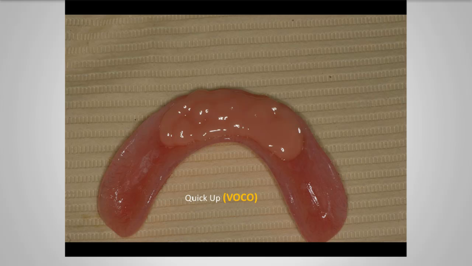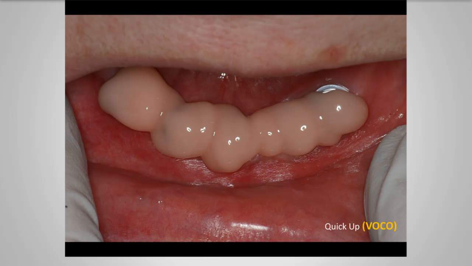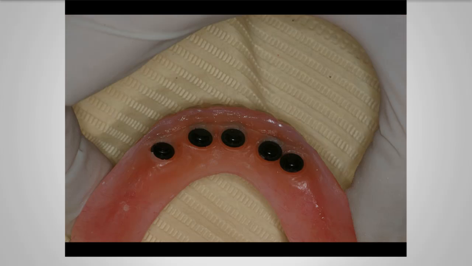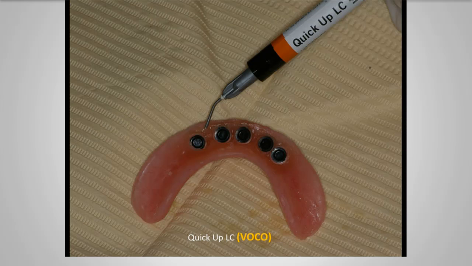We've identified the areas where we relieve the denture. Utilizing the Quick Up material, we've placed Quick Up material into these areas, and this is from Voco America. In addition to placing the material inside of the denture, I routinely will place it over the housings as well. And what I found is that not only do you no longer have problems of the material not sticking to the housings, but most importantly, you have very little voids present.